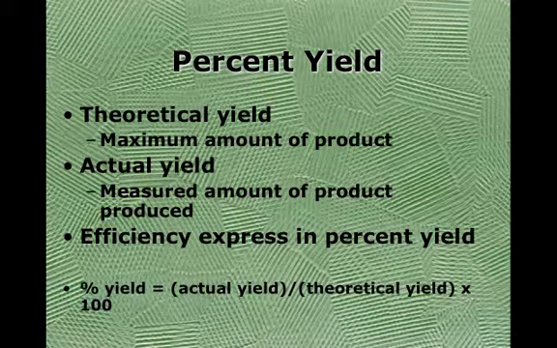The actual yield is what you would actually measure if you did the experiment and did the reaction. So to find our percent yield, you take the actual yield, which is what you would actually measure, divided by the theoretical yield. The theoretical yield is always when you do a conversion and convert from your limiting reactant over to your product. That's your theoretical yield, times 100 to get it to be a percentage.